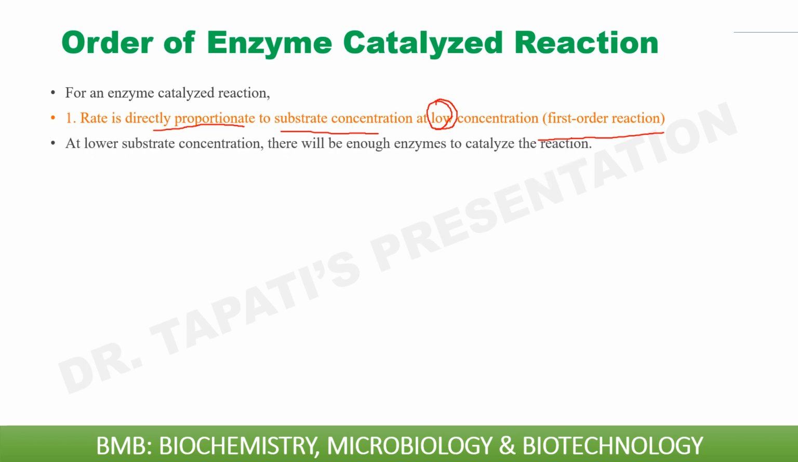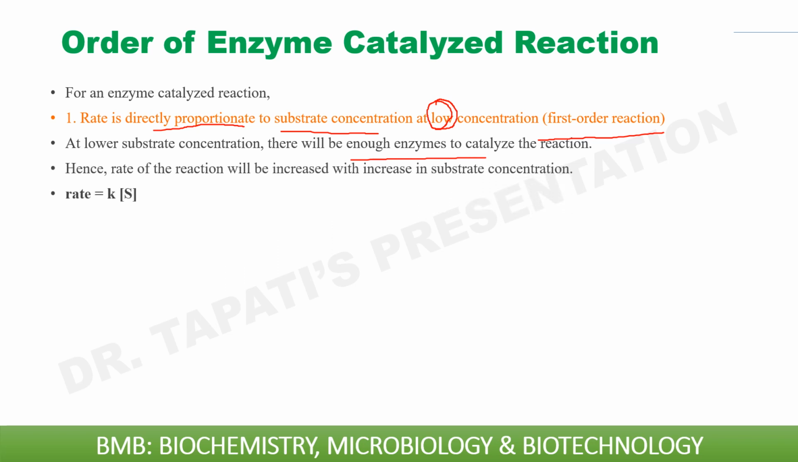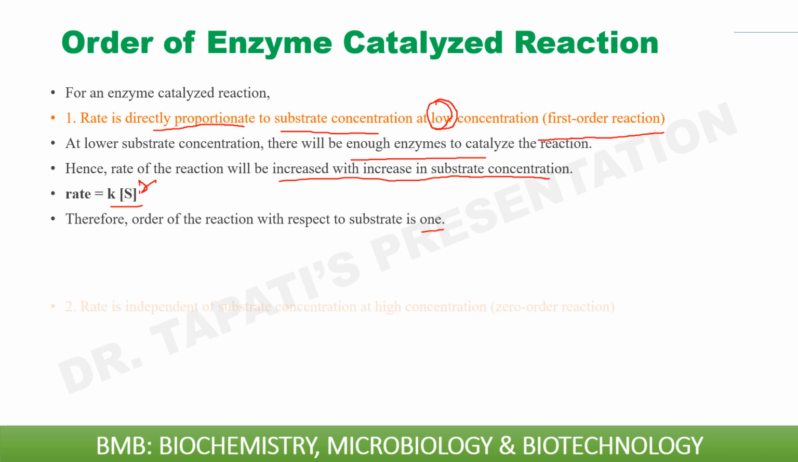At lower substrate concentration, there will be enough enzymes to catalyze the reaction. Hence, rate of the reaction will increase with increase in substrate concentration. They are directly proportional. Therefore, rate of the reaction is equal to K into substrate concentration. And order of the reaction with respect to substrate is 1, because the power of substrate in the rate of the reaction is 1. Hence, it is a first order reaction at the time of lower concentration of substrate.